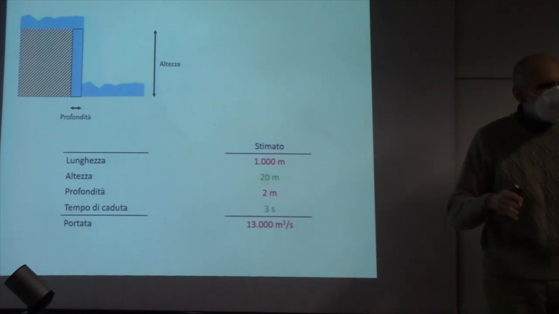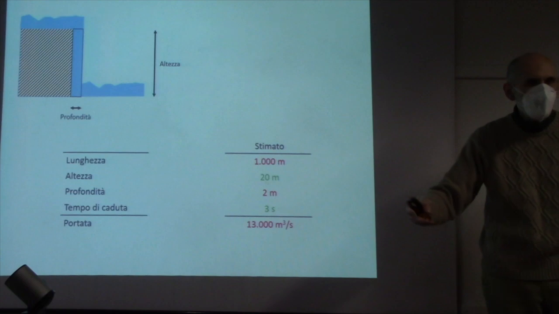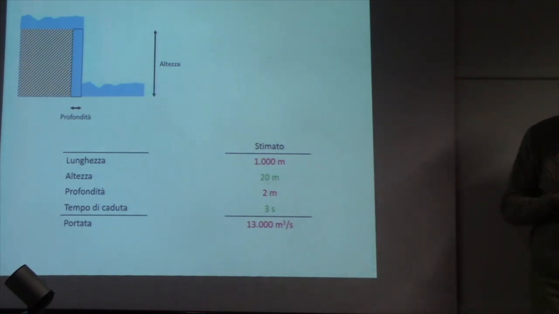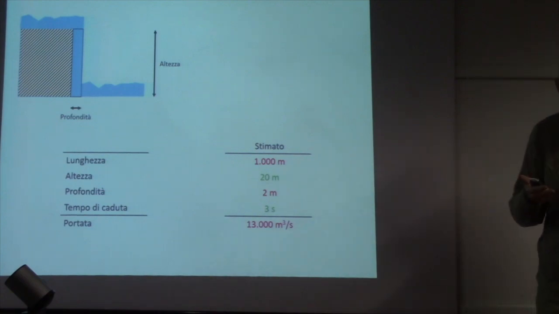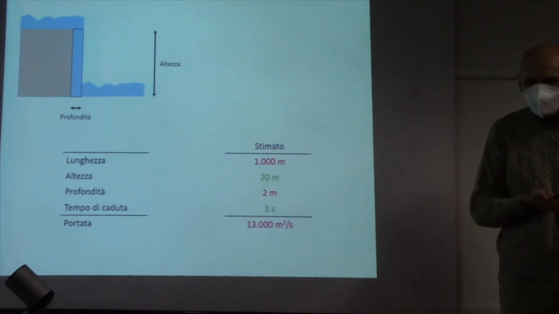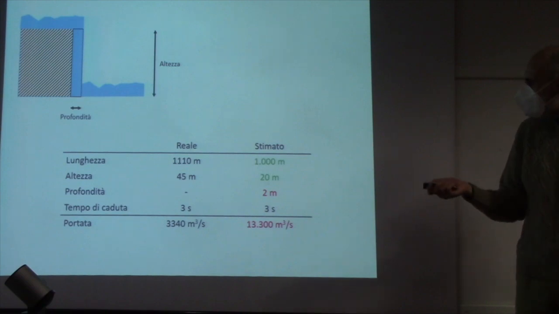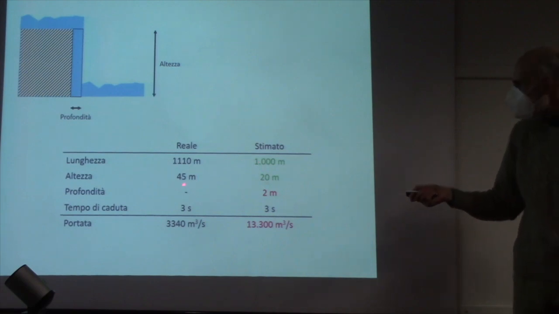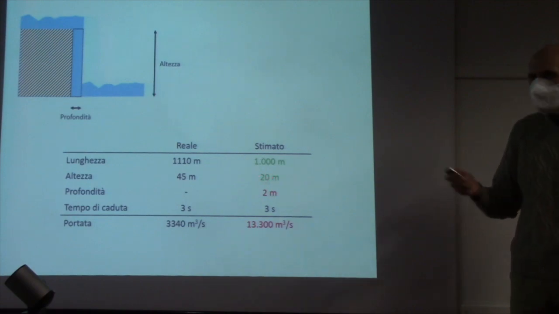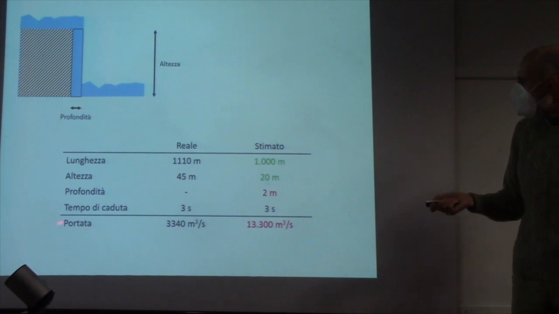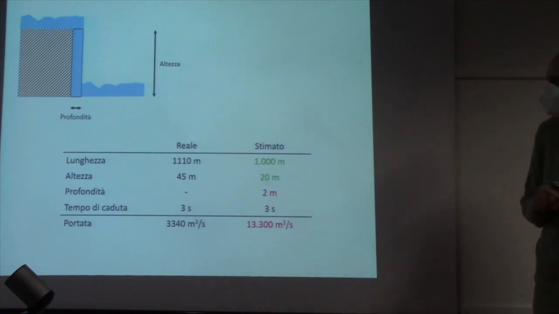Qualche minuto dopo, continuando a camminare, ci imbattiamo in un cartello con i dati già pronti. E quindi vediamo i dati reali. Allora, lunghezza 1110 metri, leggermente sottostimata. Altezza 45 metri, sensibilmente sottostimata. Profondità non era data.